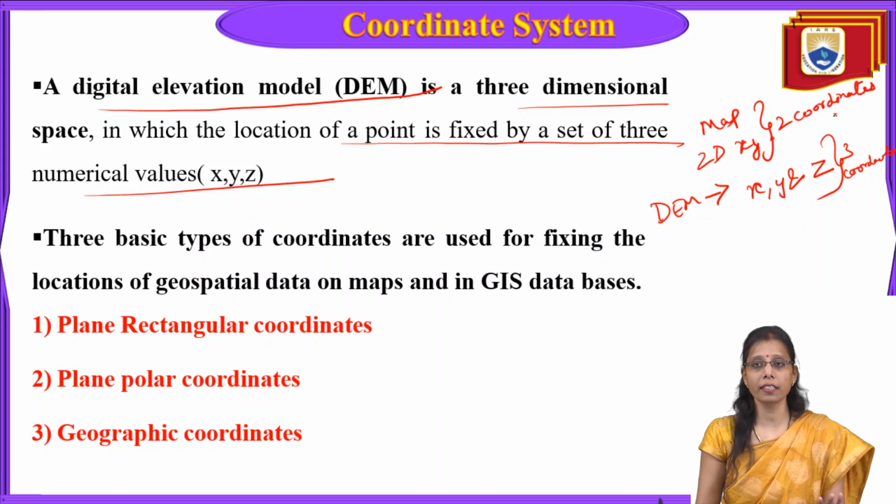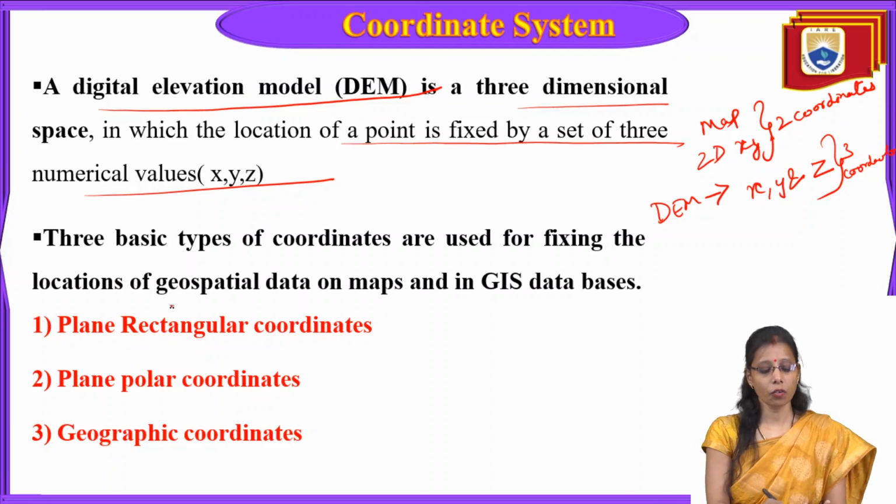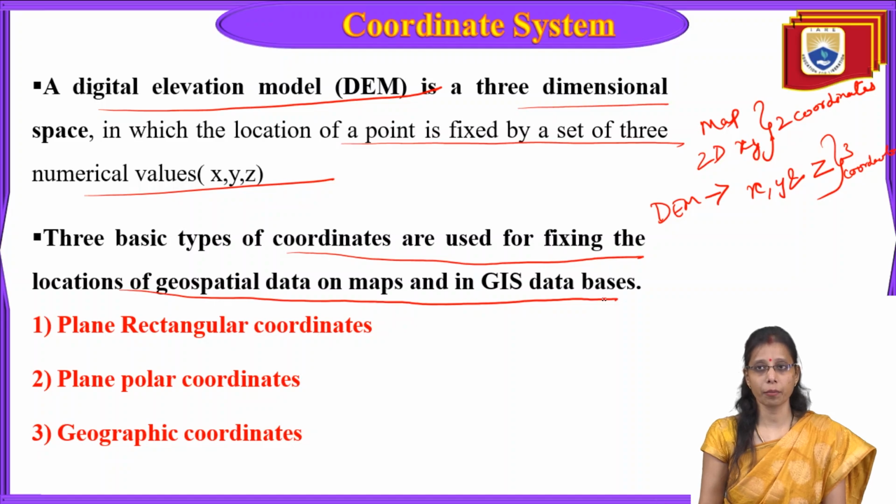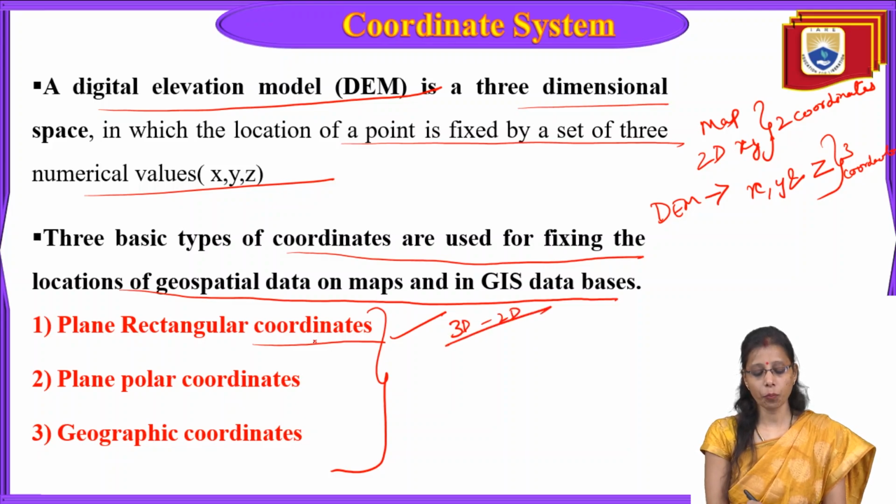So always remember, coordinates is just trying to fix the location with latitude and longitude. Now, three basic types of coordinates are used for fixing the location of geospatial data on maps and GIS databases. So we use three types of coordinate system where we are going to fix the location. First one is plain rectangular coordinate system. This one is used to convert the 3D information to 2D. Next is plain polar coordinates. And here we have geographic coordinates. So three types of coordinate system we use to fix the location on the 2D map.